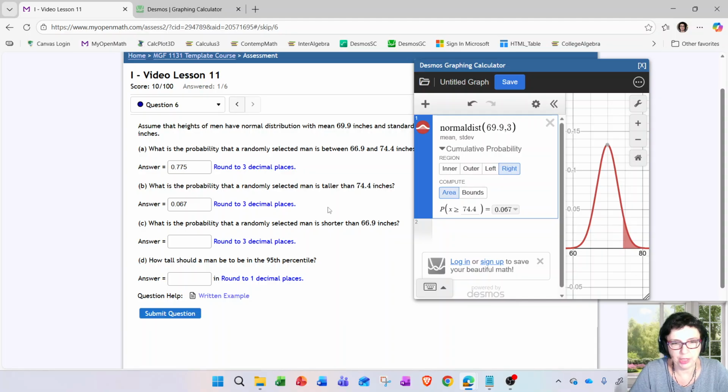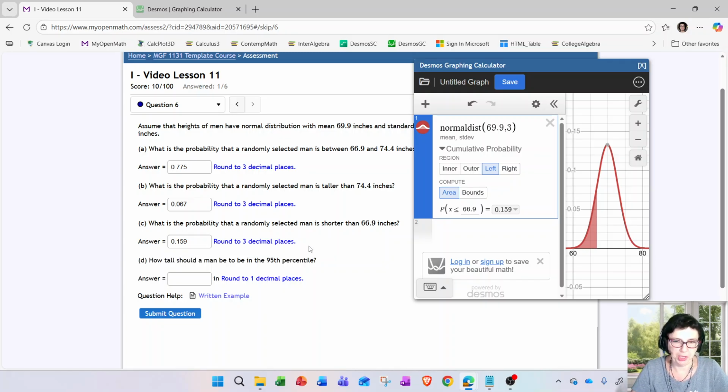Okay, what is the chance that a randomly selected man is shorter than 66.9? So that would be to the left, right? So we're just going to click on left and enter 66.9, and that is a 0.159.